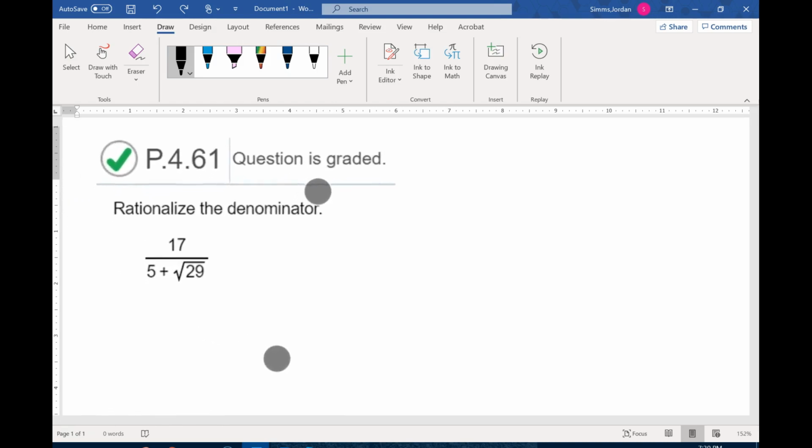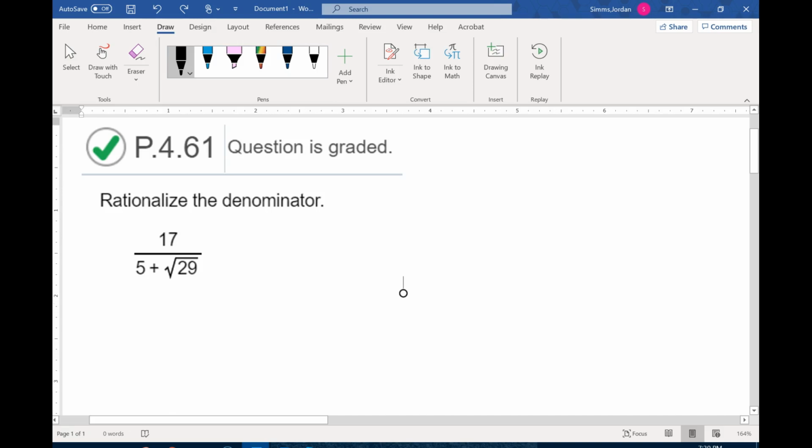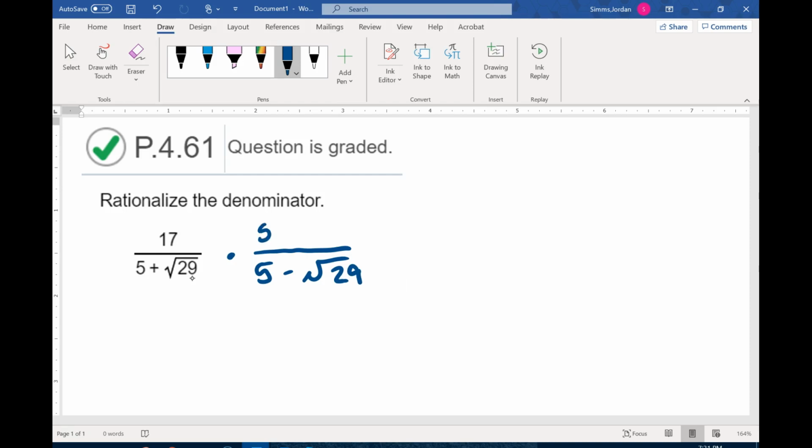Let's zoom in a little bit. So here we have to rationalize this denominator. What we're going to do, first things first, let's multiply by the conjugate. Remember, the conjugate is what's going on down below, just with the different sign. So here it's 5 plus root 29, so our conjugate is going to be 5 minus root 29. And we're going to do the same thing up top. The reason why we're doing this is because this whole thing in blue equals 1, right? Anything divided by itself equals 1, so we're not changing the amount of this number, we're just expressing it in a way that is rationalized.